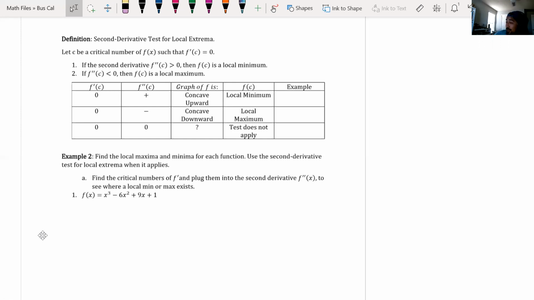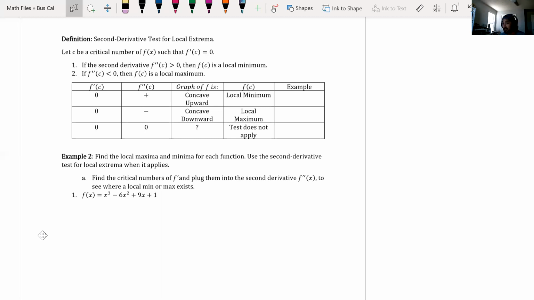It's called the second derivative test. What it does is avoid a sign chart. It avoids you making a sign chart and picking test numbers, so it shaves off some time. The way the second derivative test works is we take the first derivative and find the critical numbers. Then we find the second derivative, and we plug the critical numbers from the first derivative into the second derivative.